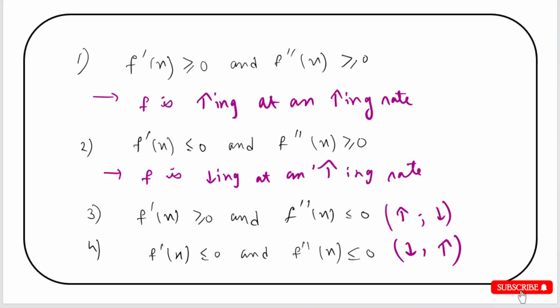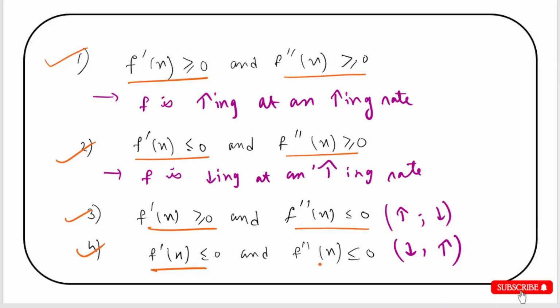Now let us see these 4 cases. In this case, you have 4 possibilities. We have already seen that the first derivative will give you the monotonicity of the function. So you will know that the function is either increasing or decreasing, and whether it is strictly increasing or strictly decreasing. That is given by the first derivative. The second derivative will give you the curvature, and you have these 4 possibilities. If f prime is greater than or equal to 0, and if f double prime is also greater than or equal to 0.